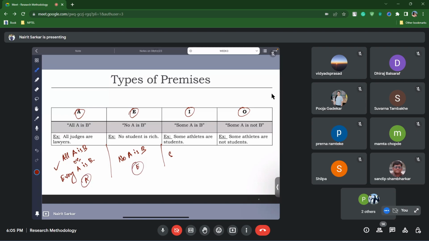I type is some A is B. Some means at least one, so at least one A is B. And then the O type is some A is not B. That means there is at least one A which is not B.